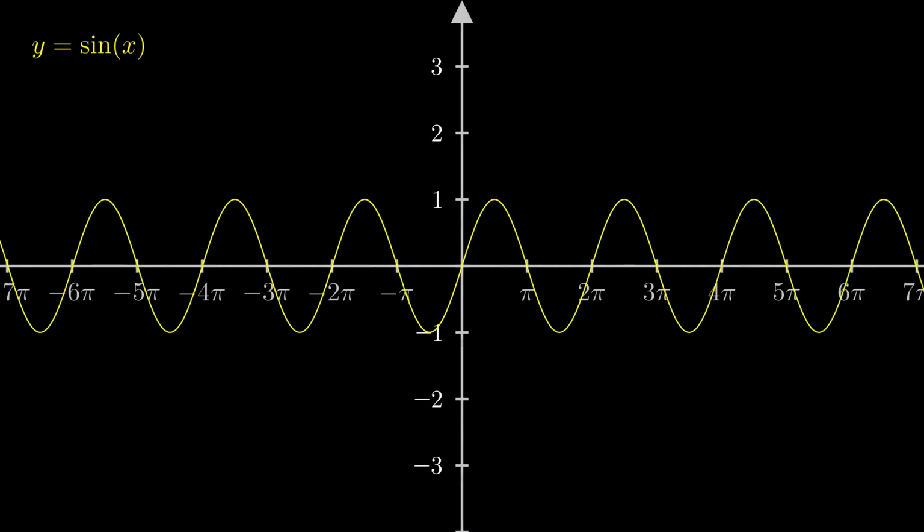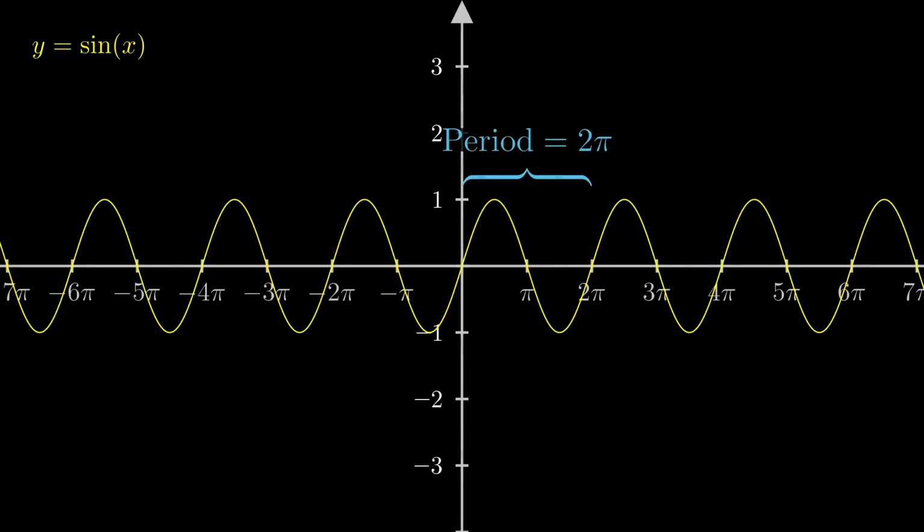And just some preliminary properties. We say it has an amplitude of 1. That's the distance from the center of the bounce to the edge, which is clearly 1 right now. Okay. The period is 2 pi. Now, what does that mean?